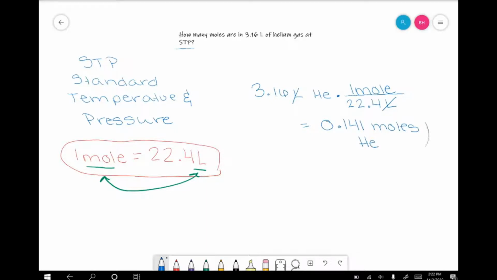So it's a pretty straightforward problem. Again, the big thing is recognizing that at STP, this is true because that's going to save you a lot of work. Now what we're going to be looking at is, what about a problem that isn't at STP? How would you go about solving this same type of problem?